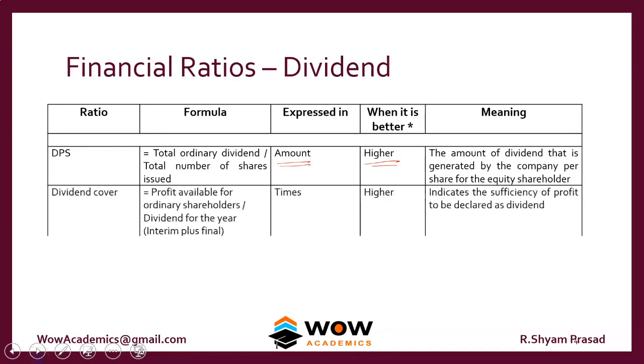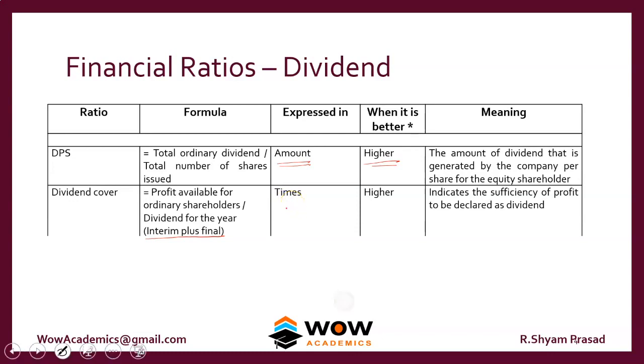So the next one is called as dividend cover ratio. So the formula is profit available for ordinary shareholders divided by the dividend for the company, which includes both the interim dividend plus the final dividend. It is expressed in terms of times. So what does this indicate?